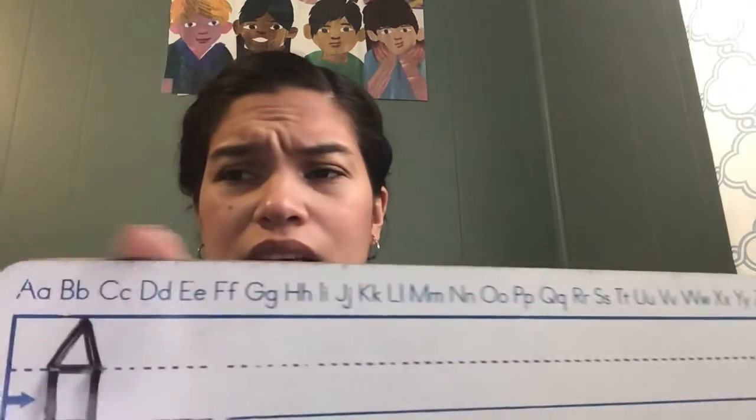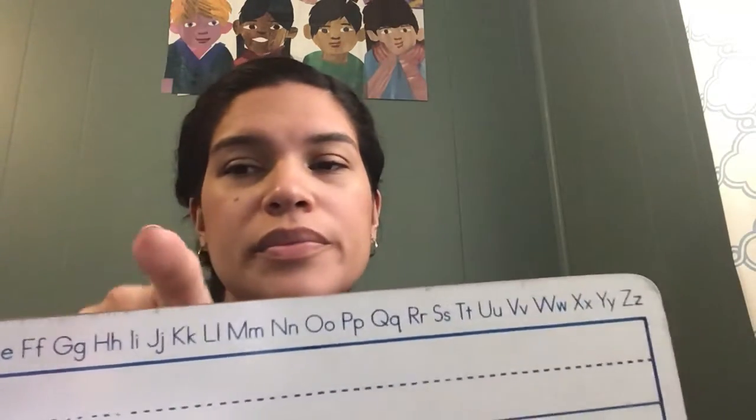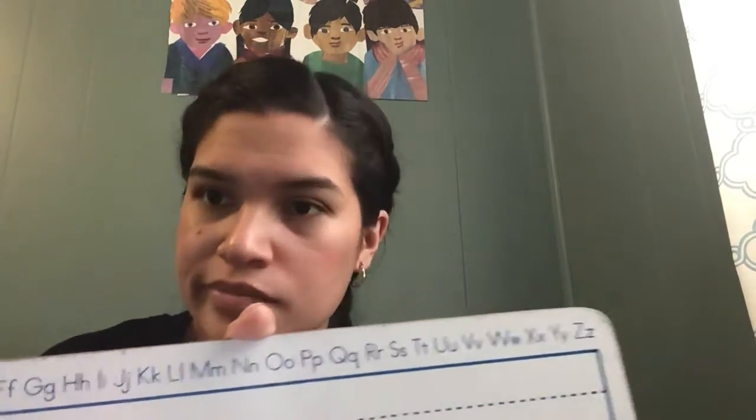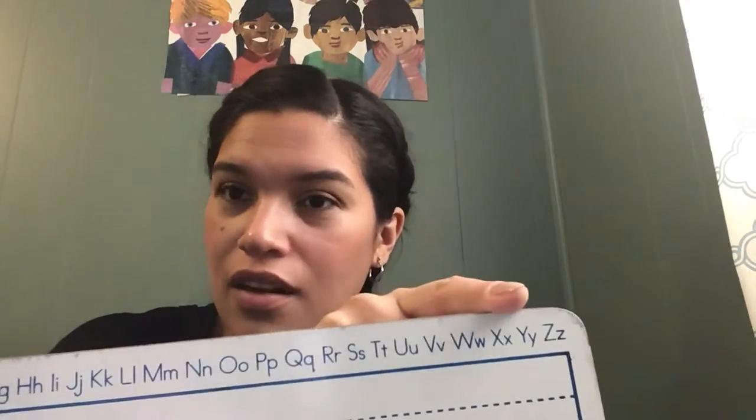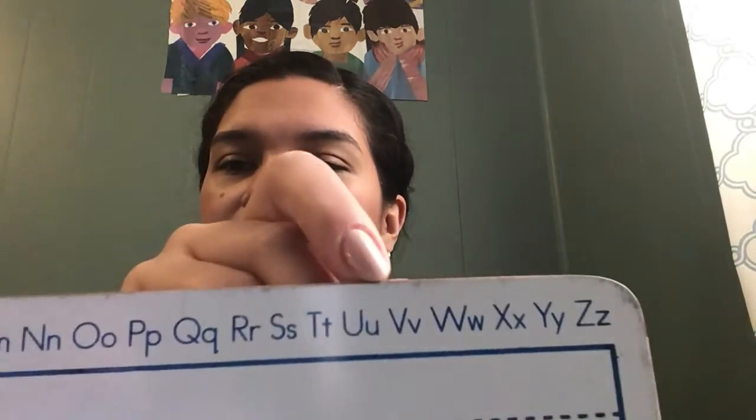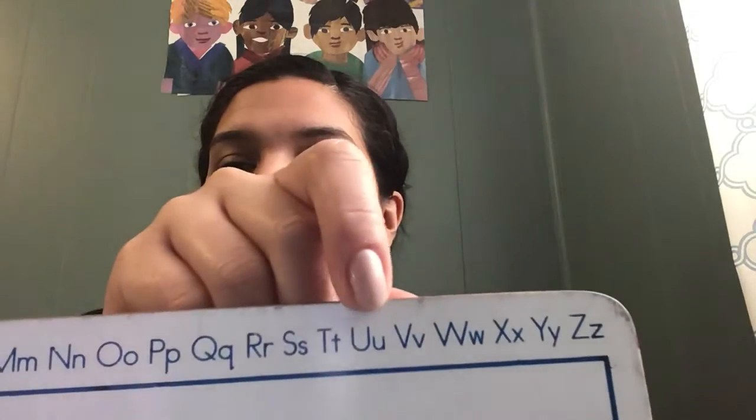Excellent. What about the sound we just learned? V, v, v. Is it in the beginning? No. In the middle? Is it over here? It is. V is right here in between U and W. Wonderful. So now let's write the letter X.